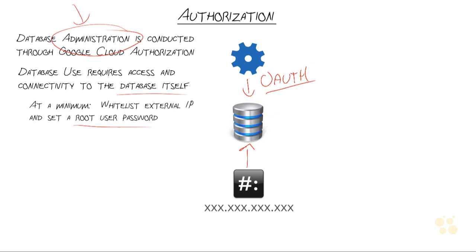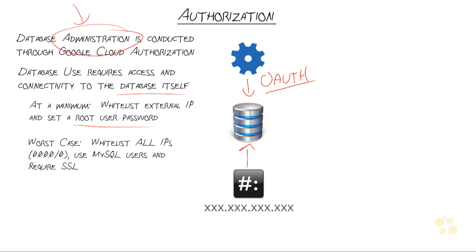Now, the worst case scenario, the extreme opposite end of the spectrum, is that you would whitelist all IP addresses using CIDR notation, 0.0.0.0/0, and in that case you would want to set up MySQL users and require SSL, because now any external IP address can theoretically connect to your database. You want to really lock down your security at that point. In reality, you're going to do something in between.